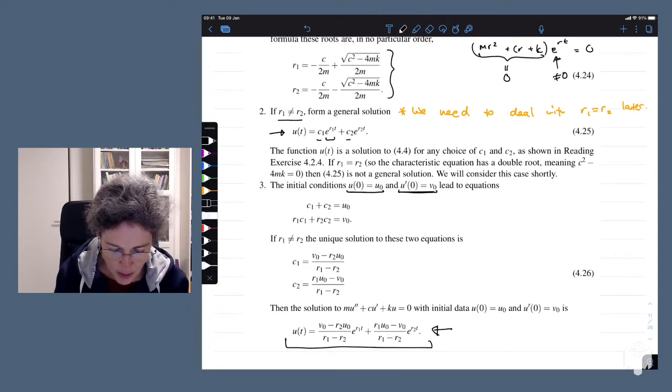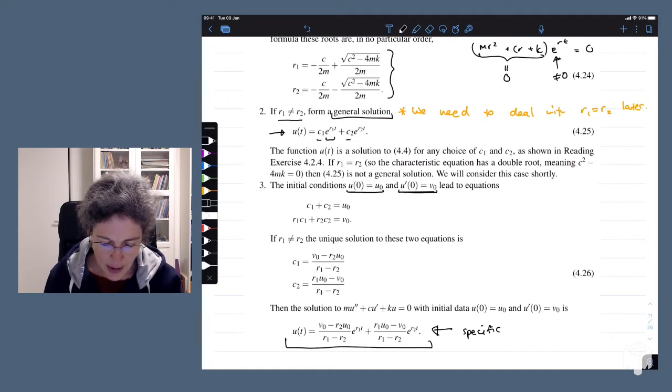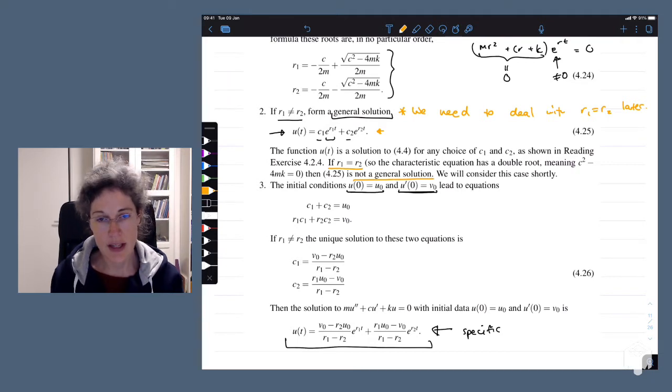Okay, so here's our general solution, and then you've got our specific solution. Please don't learn these formulae. You don't need to. This is just showing the general solution over here. But just to reiterate, if r1 is equal to r2, then this thing over here is not a general solution. So that is a case that we will come back to once we've looked at these things a little bit more.